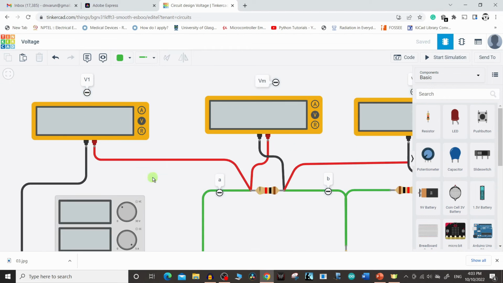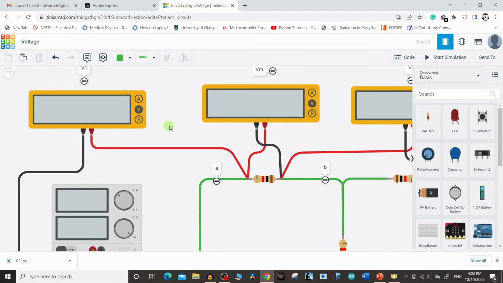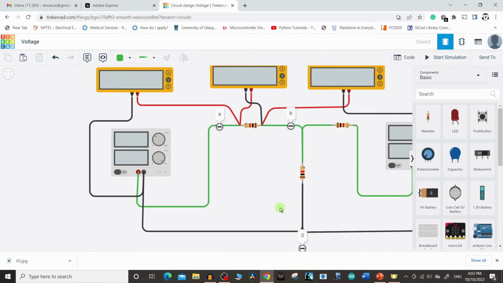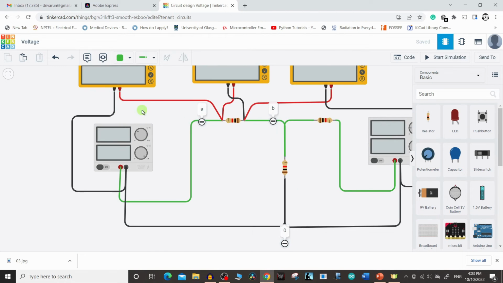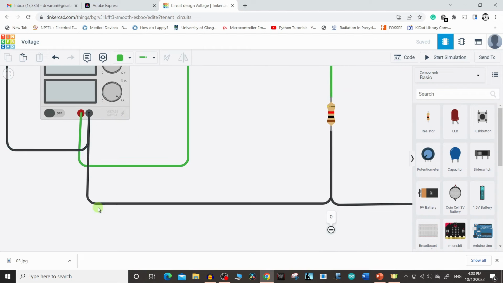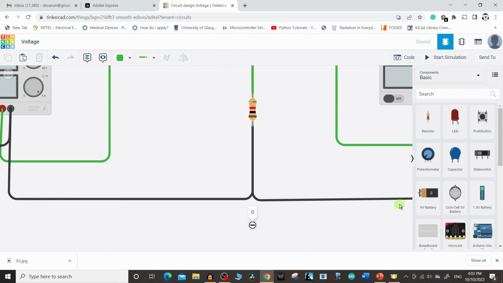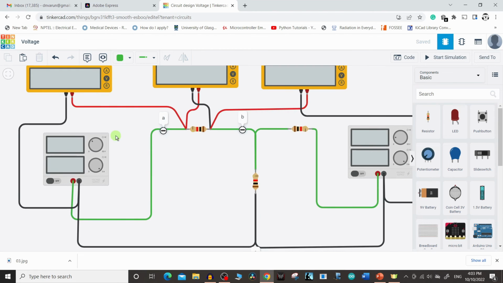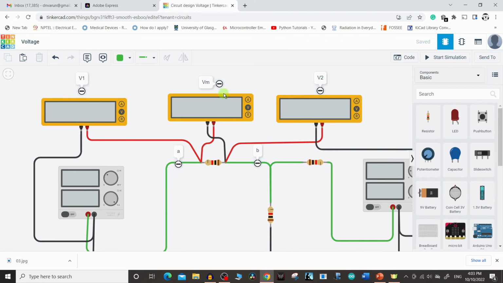V1 is going to measure the voltage between A and the 0 volt. You can see the connection: positive is connected to A, and negative is connected to 0 volt. This is going to be our 0 volt because everything is connected to the 0 volt here. Even if you don't understand the circuit properly, you just have to see the values of the voltmeters.